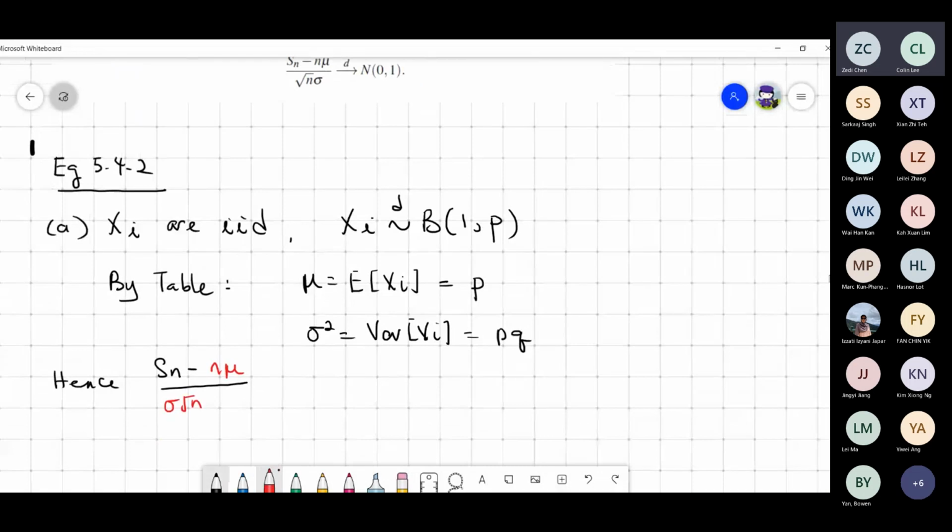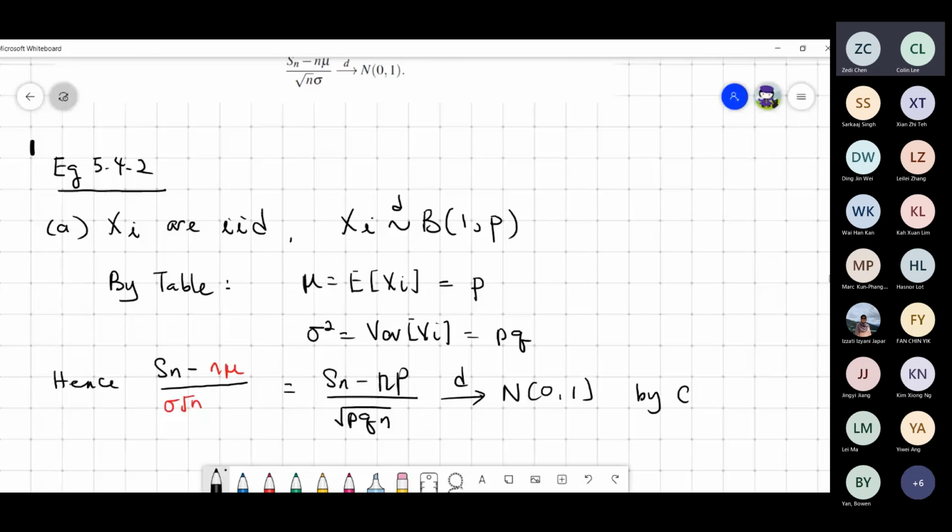So if I plug in all this, that will be just equal to Sn minus np over the square root of npqn. So this will converge in distribution to the standard normal distribution. So we can apply directly the first version of the central limit theorem.